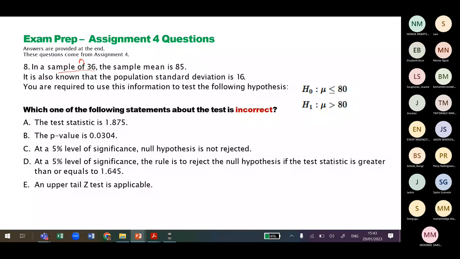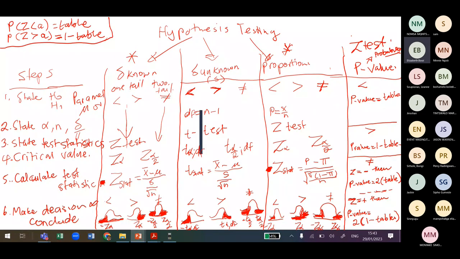Sample size, n of 36. The sample mean of 85. What is very important is the population standard deviation, which is 16. Therefore, our sigma is known, and when it is known, I'm going to use the Z test. Those are the things you need to think about based on the six steps. Remember all those six steps. If sigma is known, then I'm using the Z test.